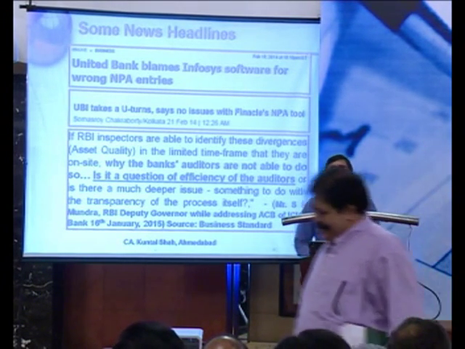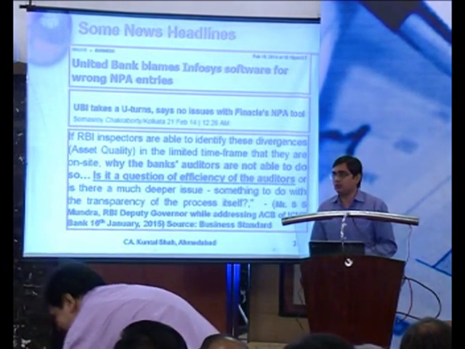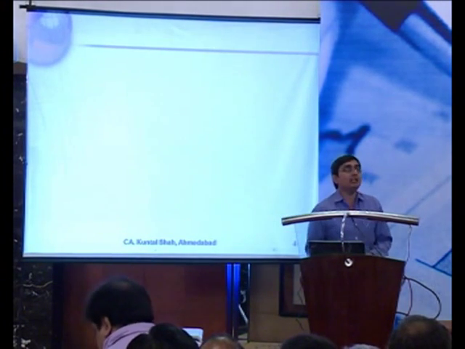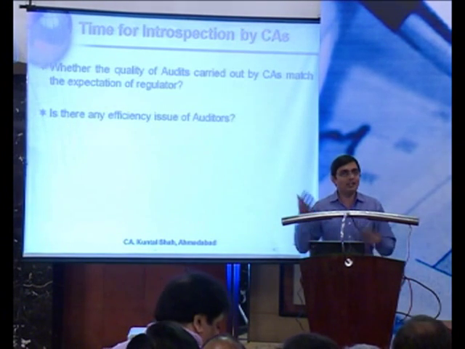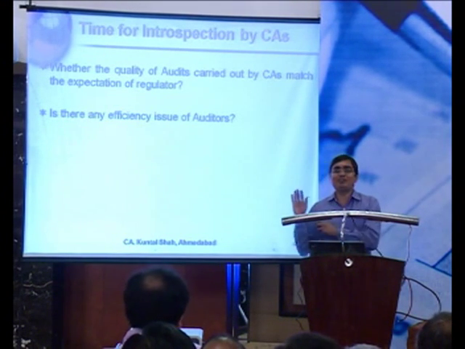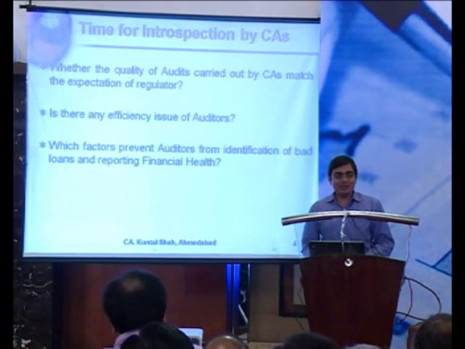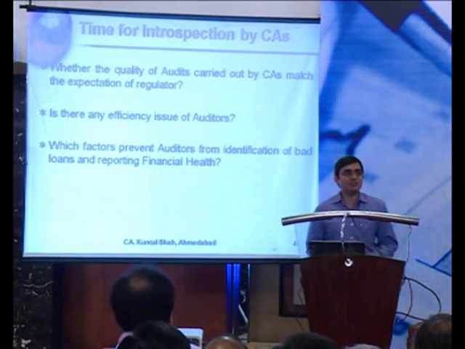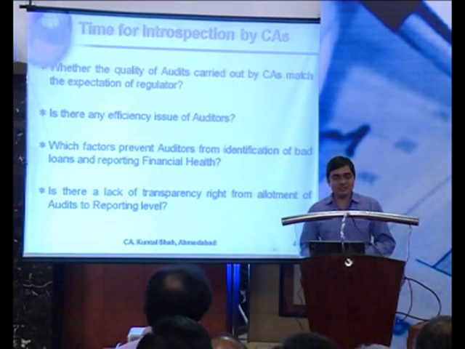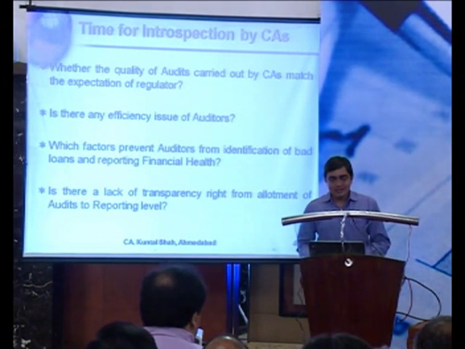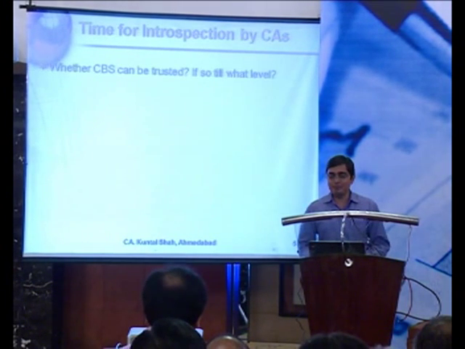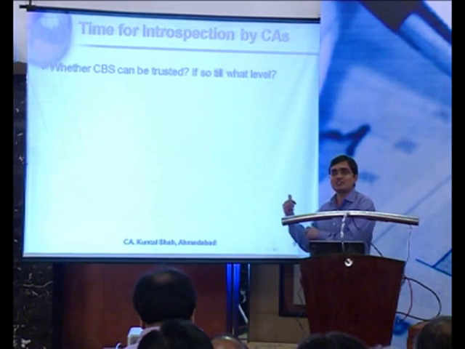So my question is, it is high time for us to introspect. We need to introspect now. Are we efficient enough? Whether the system can be relied on, and if yes, till what level? There are a few questions. Introspection, you need to do when you are alone, when you are thinking over it. I am just posing a few questions to you. Whether the quality of audits carried out by CAs matches the expectation of the regulator? Is there any efficiency issue of the auditors? Which factors prevent auditors from identifying bad loans and reporting financial health? Is there a lack of transparency right from the allotment of audits to the reporting level?